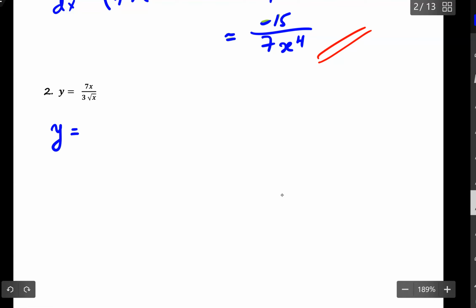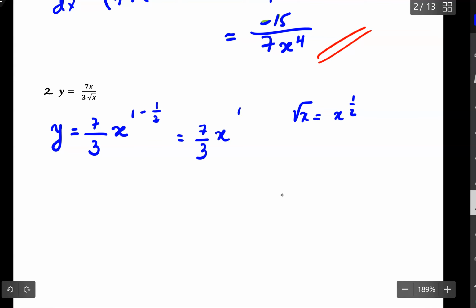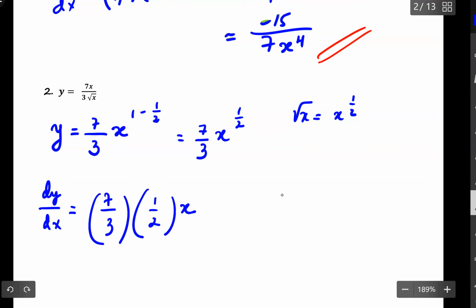So y equal to 7 over 3, I will have x raised to exponent 1 and subtract a half. Okay, because square root of x is x to the exponent a half, and you just subtract the 2 exponent. So 7 over 3, this will be x raised to exponent a half. And then the next step is to write dy over dx. So you take 7 over 3, you multiply by the exponent. Immediately after this, you take 1 away from the exponent, and then we just simplify.